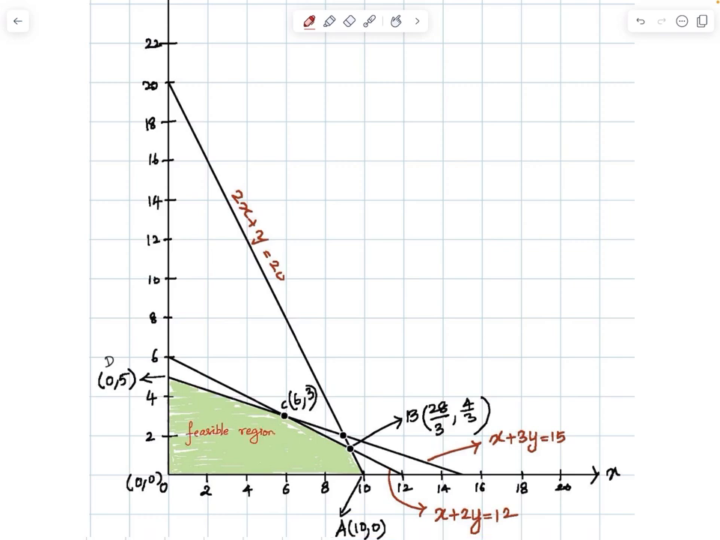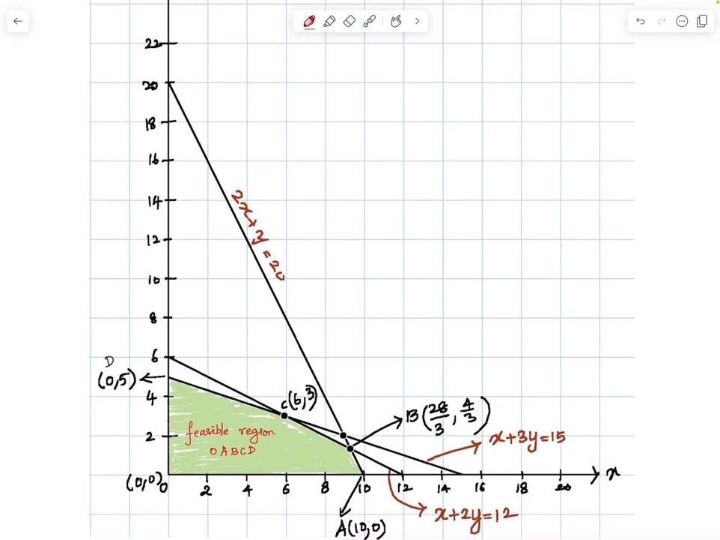And the corner points of this feasible region are O, A, B, C, D. O is 0, 0, A is 10, 0, B is 28 by 3, 4 by 3. We will discuss how we get this. And C is 6, 3. D is 0, 5. Except B, all the other corner points we can get from the graph itself.